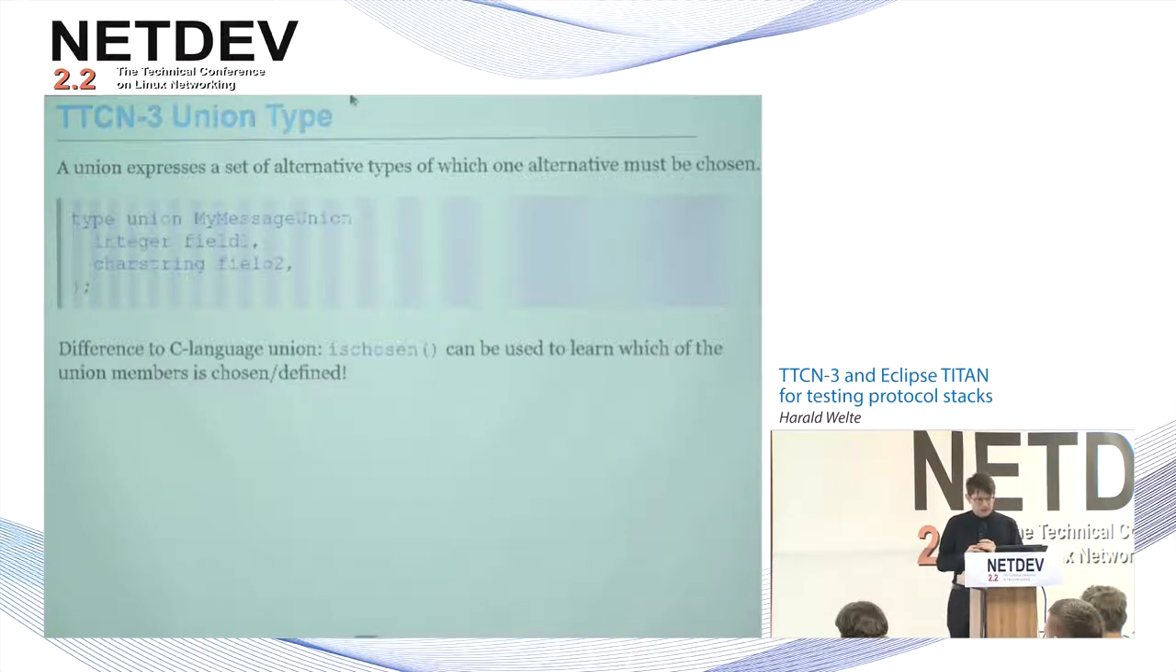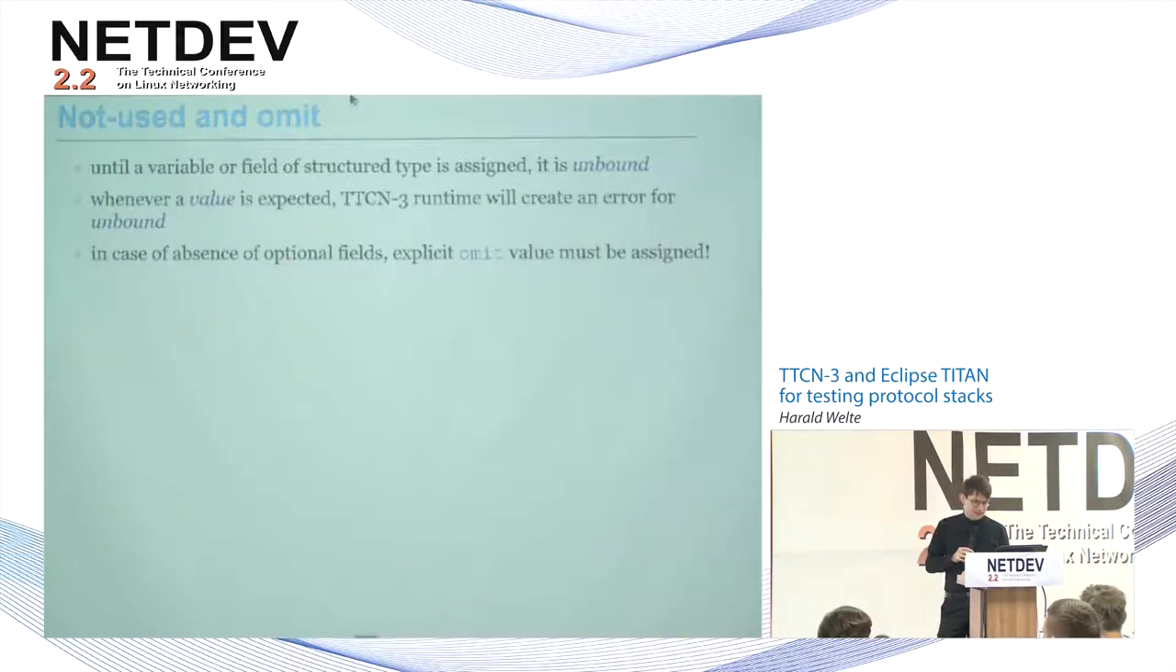You also have unions. The nice part about the unions is you have a built-in capability of identifying which of the choices inside the union were taken. There is a built-in function called isChosen, so you can say, is this member chosen in that union? And you don't have to have an explicit member to express something like that, like you would have in C. You would start with a struct that has a member that says which of your member unions is selected in the end.